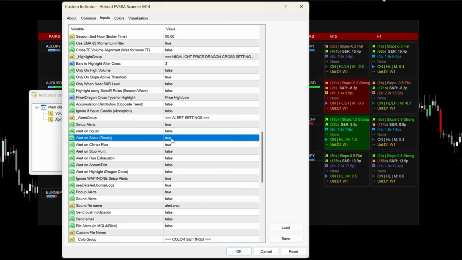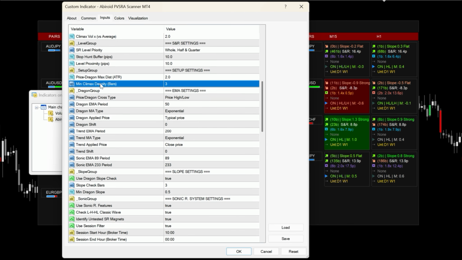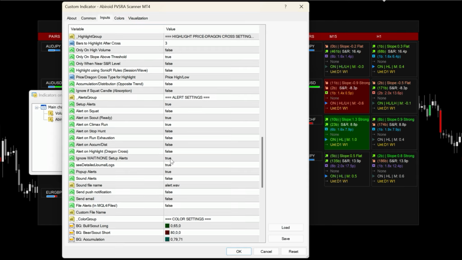We already saw those climax settings. When this matches, it will show you a climax alert. When price suddenly goes on this climax run, then you can set those alerts.